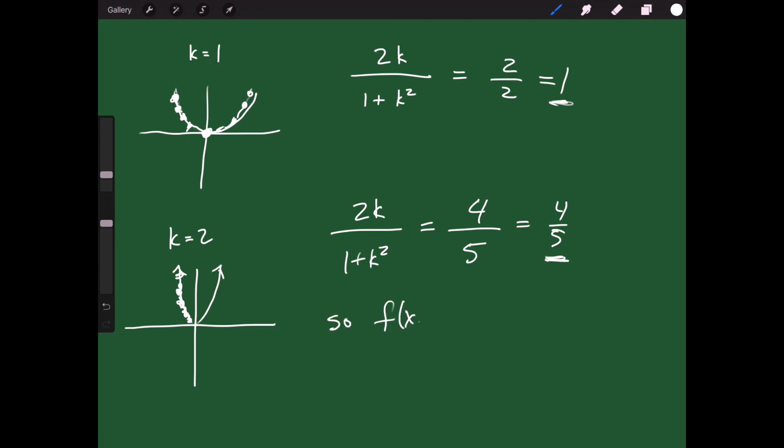So f of x, y has no limit at the point 0, 0, because along 2 different paths that I took, I got different limits. And a function can only have 1 limit at a point.